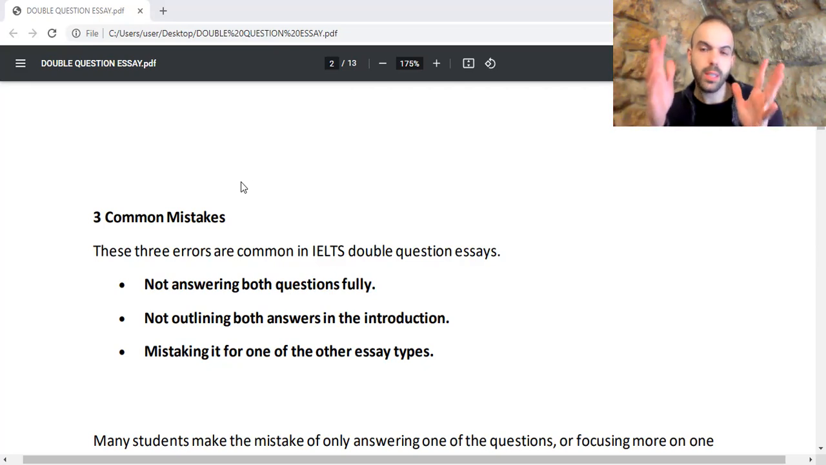So as you can see, it's a double question essay. It's not an opinion essay. It's not an advantage or disadvantage essay. It's not a problem and solution essay. Okay, so it's a direct question essay. Don't confuse this with the other types of IELTS writing task 2 essays.